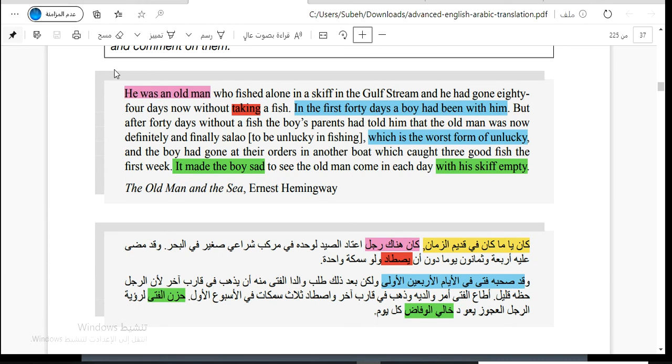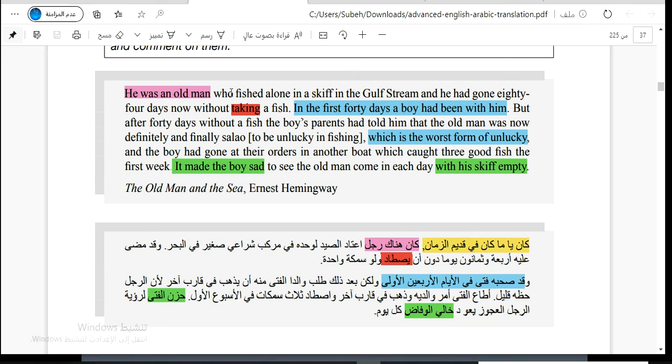So if we start here with, he was an old man who fished alone in a skiff in the Gulf Stream. The first thing the translator did here is adding this phrase كان يا مكان في قديم الزمان, which is not in the original. It's common in Arabic, let's say novels or Arabic short stories. So here he added an utterance to meet the Arab reader's taste.